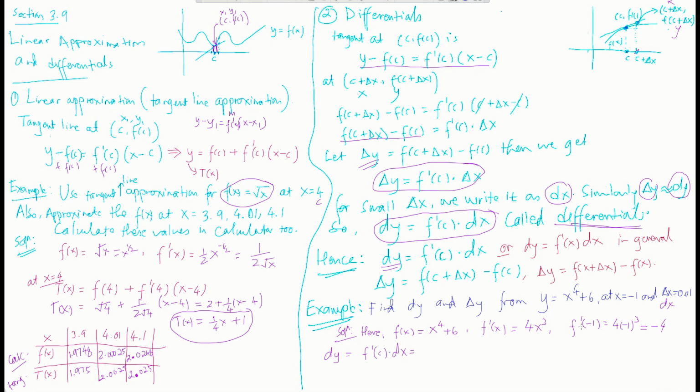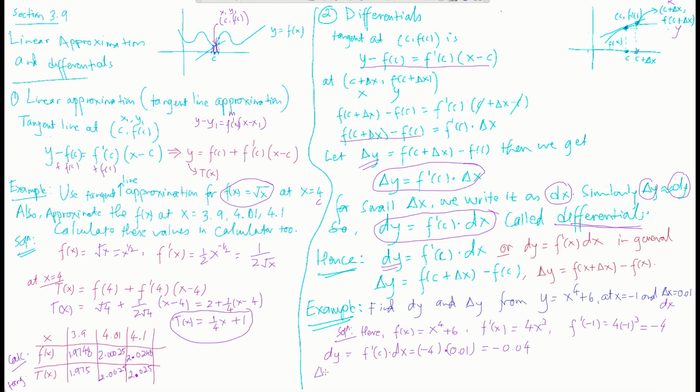Therefore dy is given as f prime at c times dx, right? So you got f prime at c with c equal to -1 here. So f prime of -1 is -4 times dx, which is 0.01, right? If you plug in the values, you will get -0.04. This is dy.